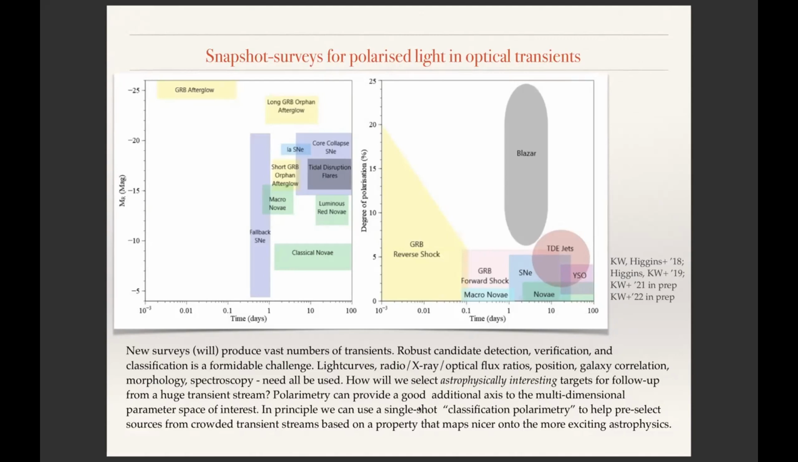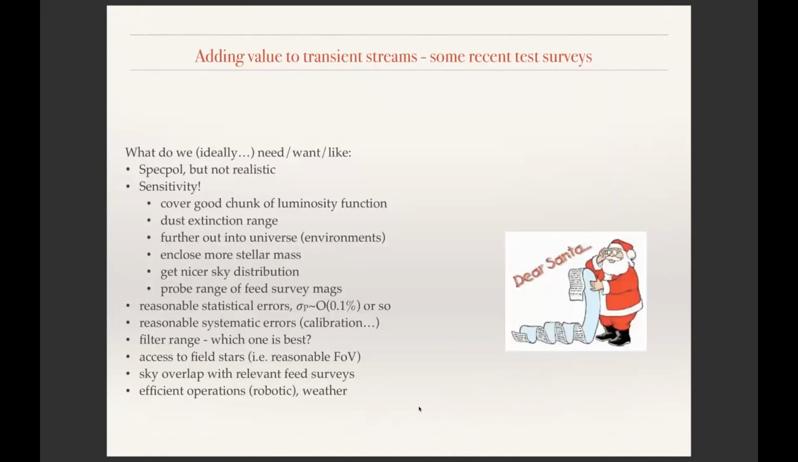So what we try to do is some classification polarimetry, where for a large number of randomly chosen transients, we obtain a snapshot of imaging polarimetry to see where they lie in this diagram. So what would we like to do? Well, spectropolarimetry would be great because you get a lot of information, but that's not realistic because most transients are way too faint. Sensitivity is what we need, really.